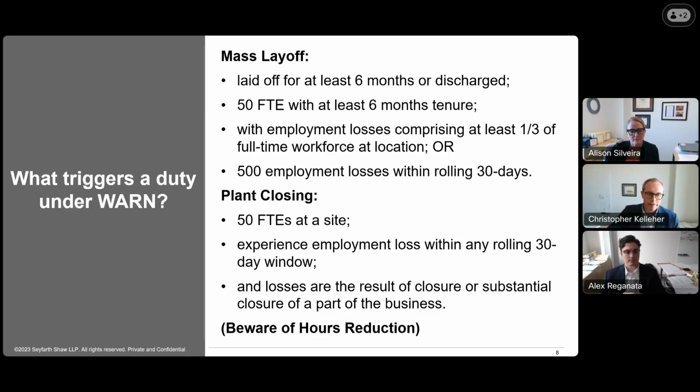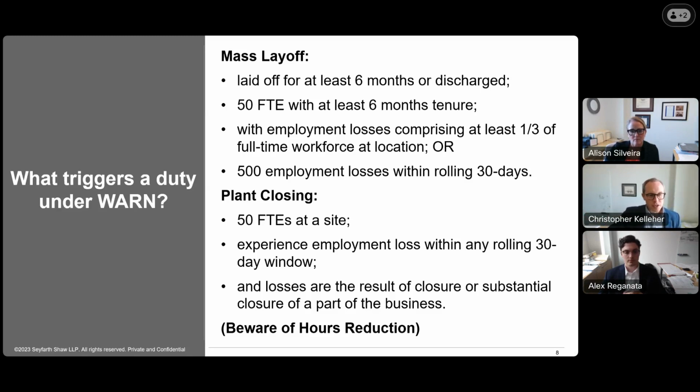Importantly, the mass layoff and plant closing tests have an alternative 90-day employment loss aggregation test, which provides that if the employer does not have enough losses at the site within any rolling 30-day period to trigger the statute, but it does have enough causally related losses within a 90-day rolling period, there is a WARN event. So there's an aggregation piece that you should be thinking about. If there are employment losses that don't necessarily happen in that 30-day period, but happen near that period, that might be related to the triggering WARN event.